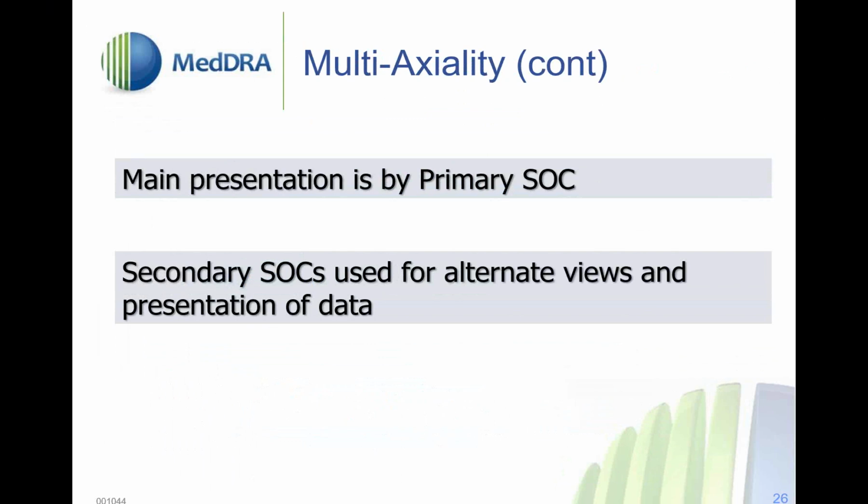Okay, so when you are looking at your first step in identifying areas of interest, how are you looking at your data? The easiest, most direct way is to present your data by primary system organ class, and that is what's expected. So typically, when you are presenting or analyzing data, you are sorting it by primary system organ class and then by preferred term. Your secondary system organ class is really important, but it's used for alternate views and presentations. It's not typically how you're going to present it to your regulators. You're going to use it to identify any signals when you're looking at your data, but your presentation is going to be by primary SOC.